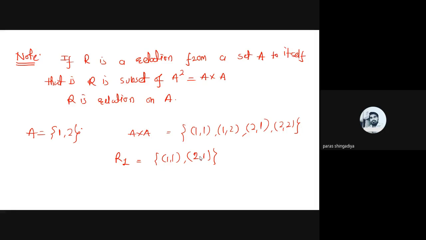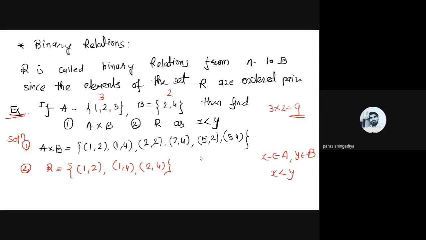Is there any doubt, any query in these definitions of relations? Is it clear to all? Okay, good. So the next concept is domain and range.